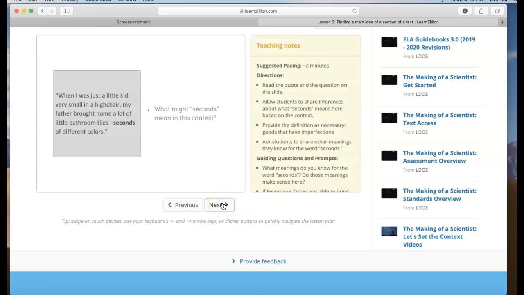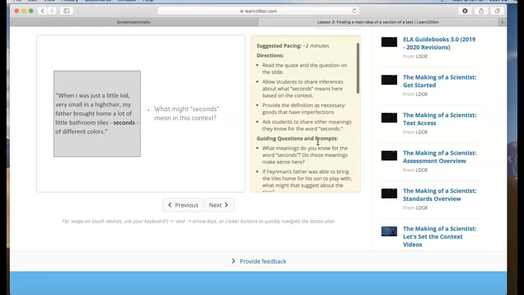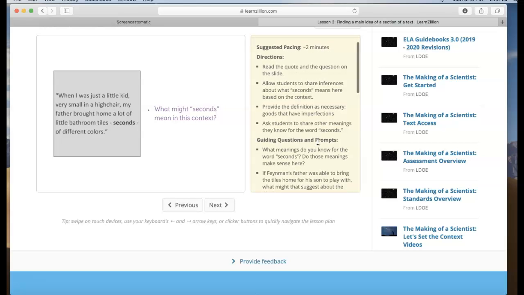All right. What might seconds mean in this context? When I was just a little kid, very small, in a high chair, my father brought home a lot of little bathroom tiles, seconds of different colors. What might seconds mean in this context? Make sure you share the inferences.